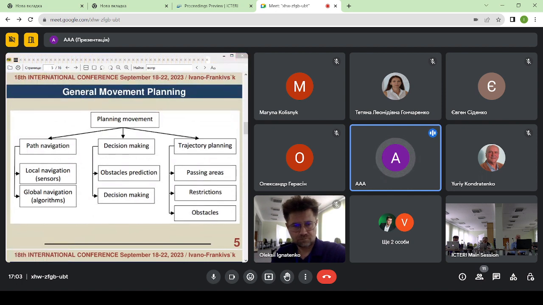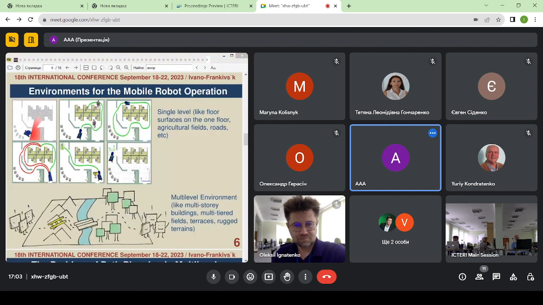Before moving to the next slide, there is general movement planning. This scheme consists of path navigation, decision making, and trajectory planning. Environments for the mobile robot operation.